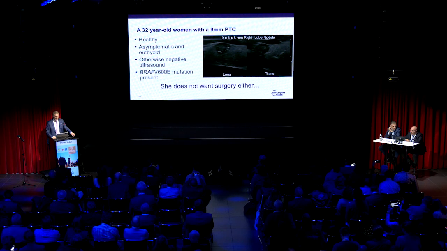This is a healthy 32-year-old woman. She's asymptomatic and euthyroid. The rest of the ultrasound is negative. There's no evidence of malignant adenopathy. And as I said, the BRAF V600E mutation is not surprisingly present. She also doesn't want surgery. So what to do in this case?